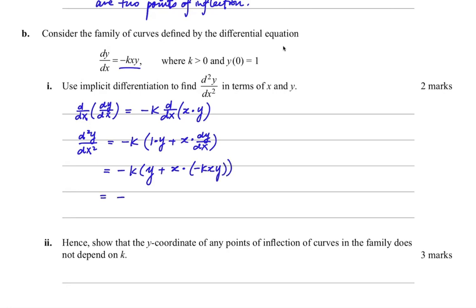Expanding it, you will get minus ky minus kx squared y. So this will be minus ky times 1 minus kx squared, okay? So this is your final expression for the second derivative in terms of both x and y.